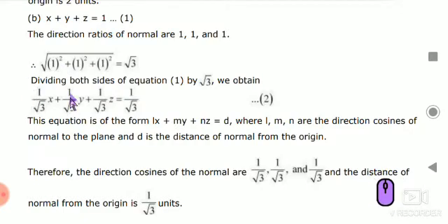This is in the form of Lx plus My plus Nz is equal to D. Therefore, the direction cosines of the given normal to the plane is 1 by root 3, 1 by root 3 and 1 by root 3. And the distance from the origin is also 1 by root 3.